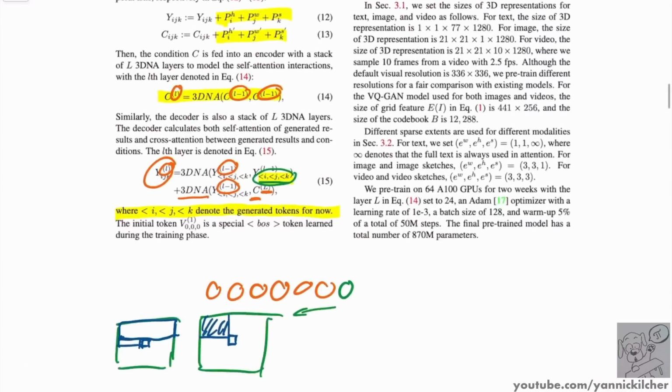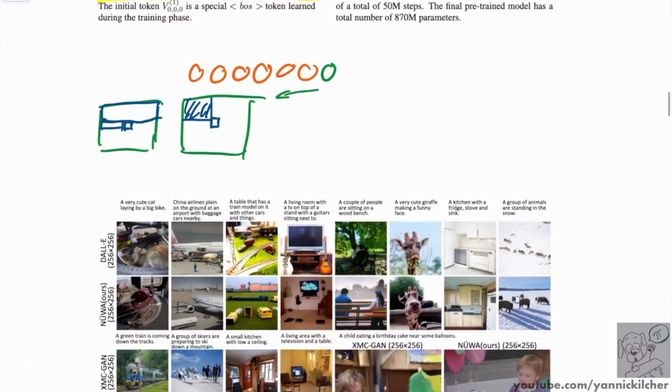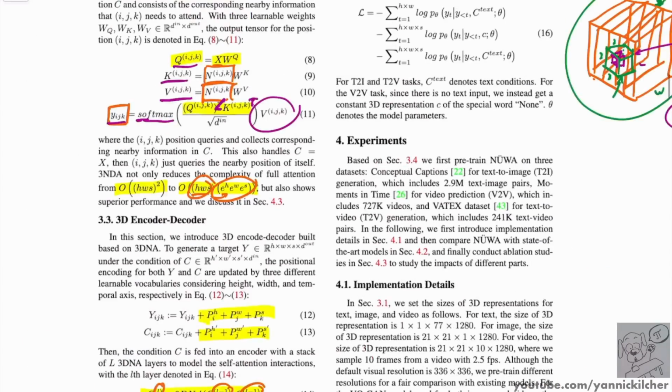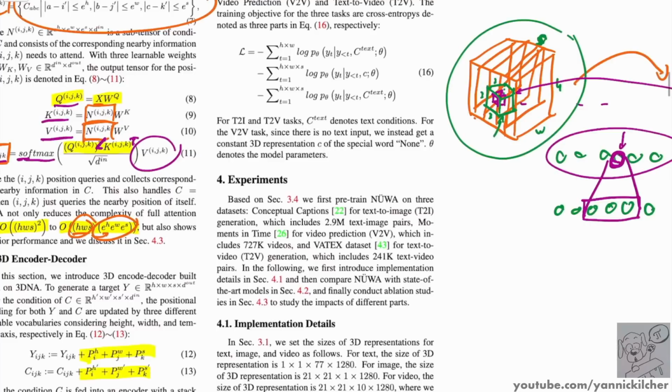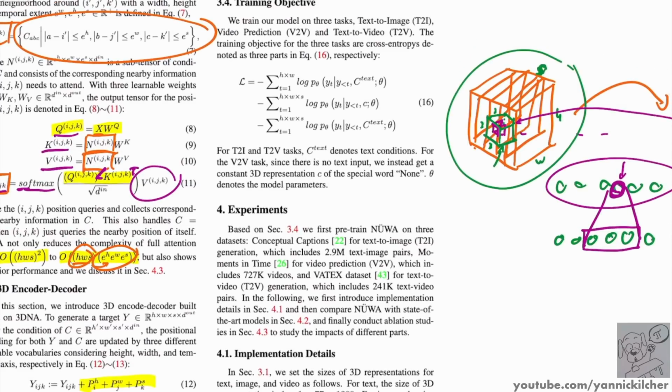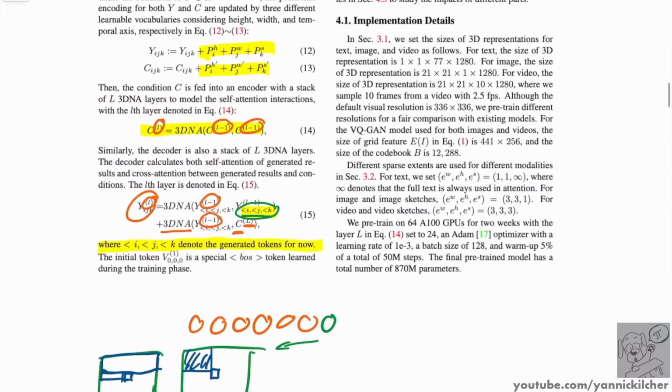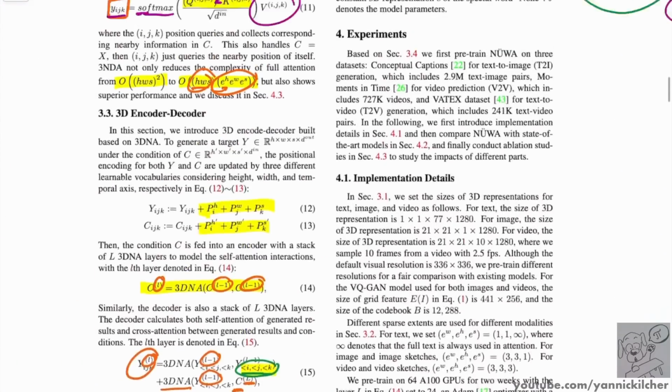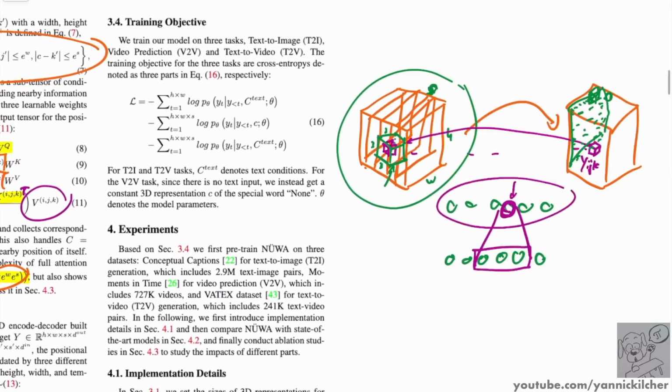Seems shady. It also doesn't tell us exactly in which order the pixels are produced, though I think it's first within a time step and then across time steps. So yeah, that is that. Now let's get to the training objective.